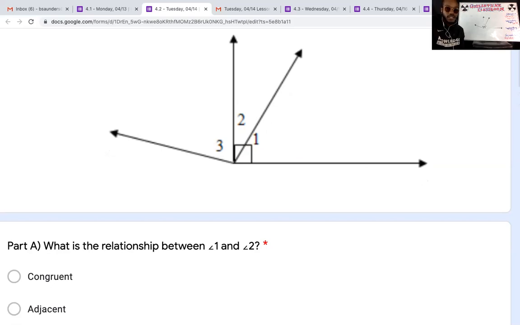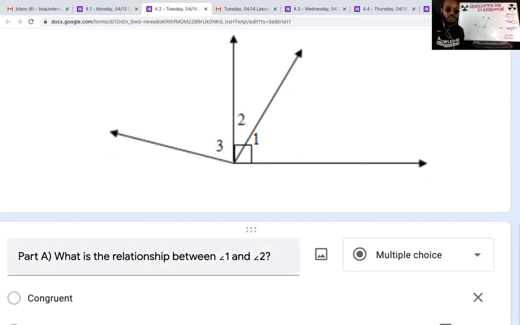Angle 1 has the same point that the angle is formed as angle 2. Also, the thing that I'm noticing is that angle 1 and angle 2 share this line in the middle. So angle 2 is formed with the same vertex and the same line as angle 1. They share the same vertex over here. So right now, adjacent is the best answer.